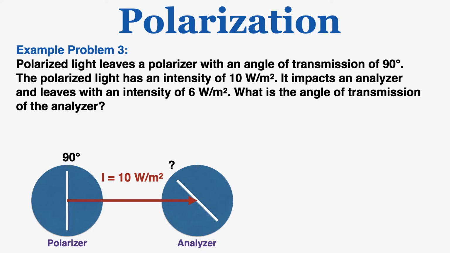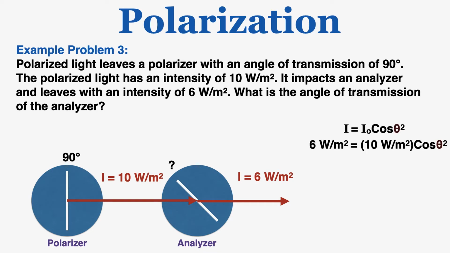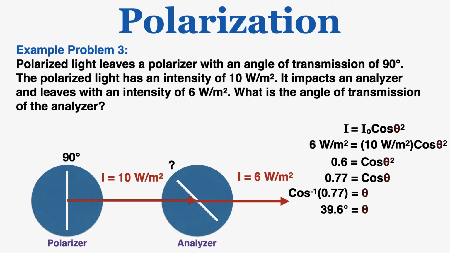So I know that we have 10 watts per meter squared going in and 6 watts per meter squared going out. And I know that Malus's law applies here. So I can plug in the numbers that I have for the original and the new intensity, and then isolate theta by itself. And I'm left with 39.6 degrees, and that's theta. I remember that theta in Malus's law is equal to the difference between the two angles of transmission.